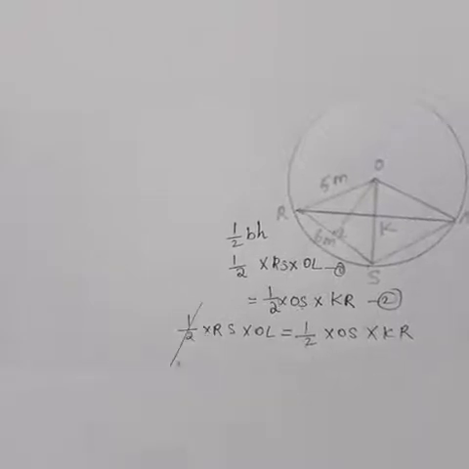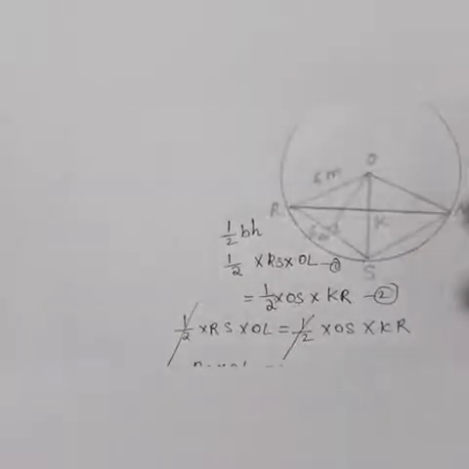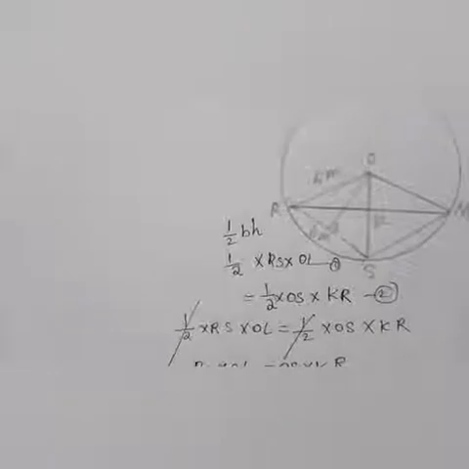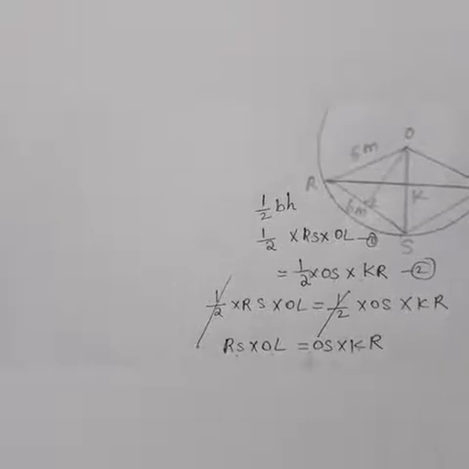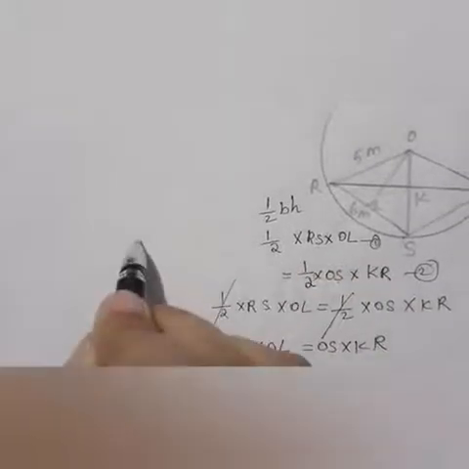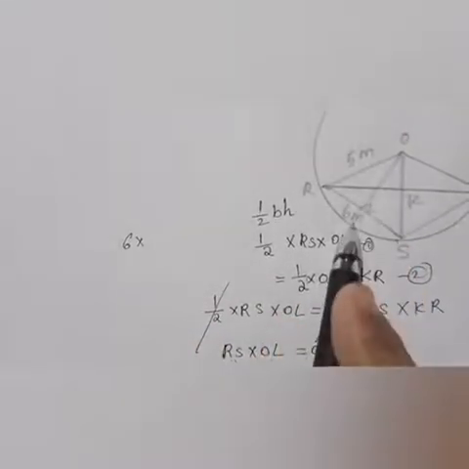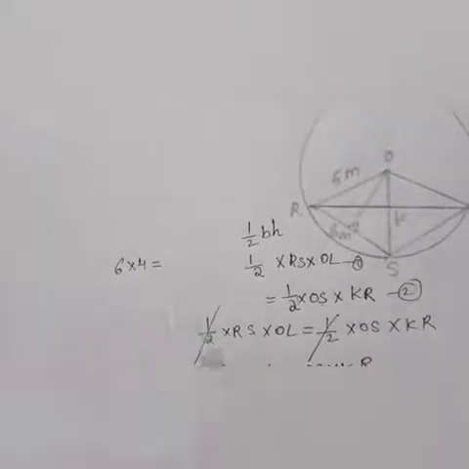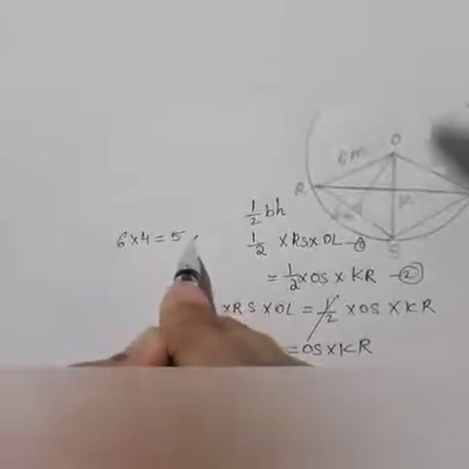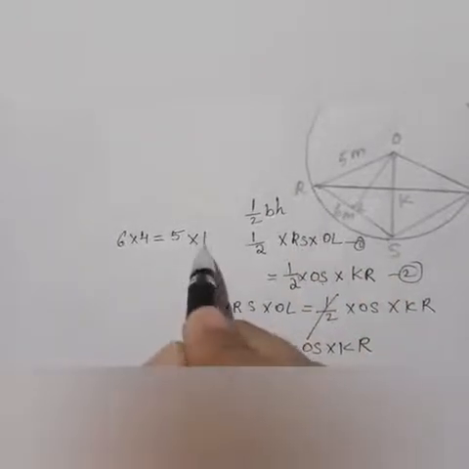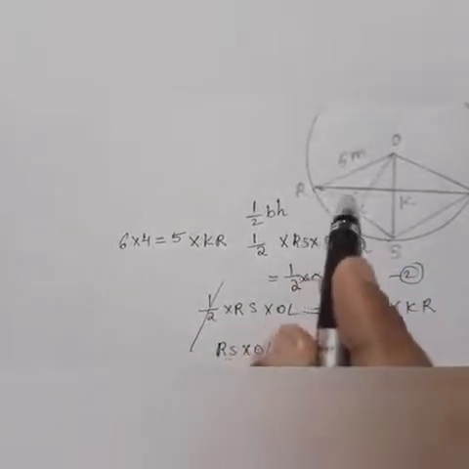In both sides half, so we can cancel that. So RS into OL equal OS into KR. Now substitute values of these. RS means 6 meter. So RS into OL is 4. We already found OL is 4, OS means 5 radius. So 5 into KR. KR we don't know. We are going to find the value of this KR.